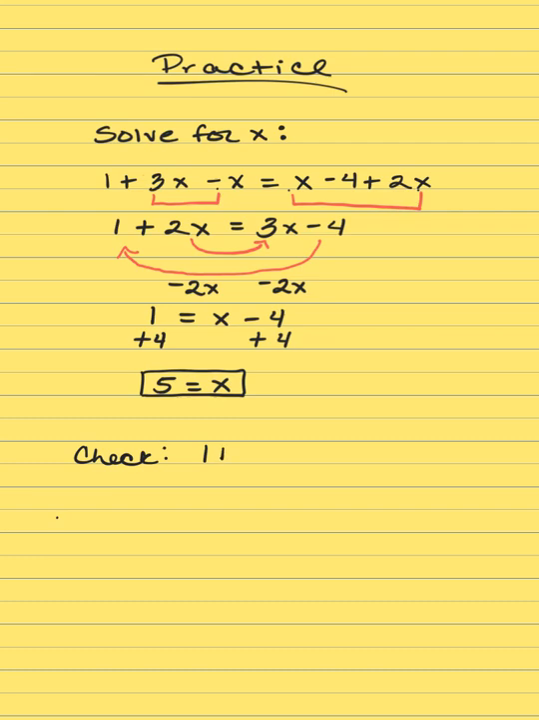Is 1 plus 3 times 5 minus 5 equal to 5 minus 4 plus 2 times 5? The answer is yes, it does. The left side of the equation simplifies to 11, and the right side of the equation also simplifies to 11. So we've checked our solution, and it works.